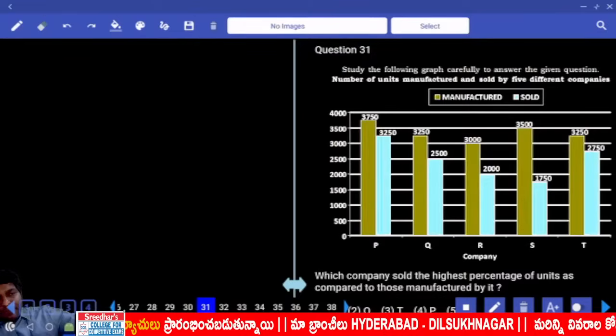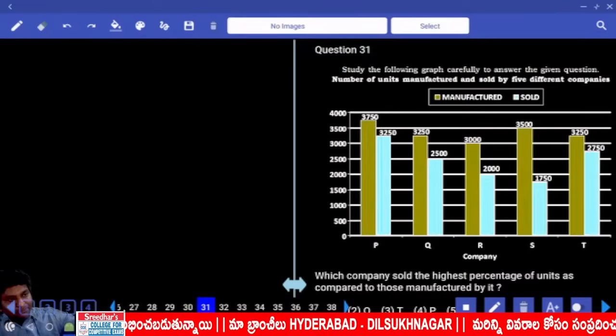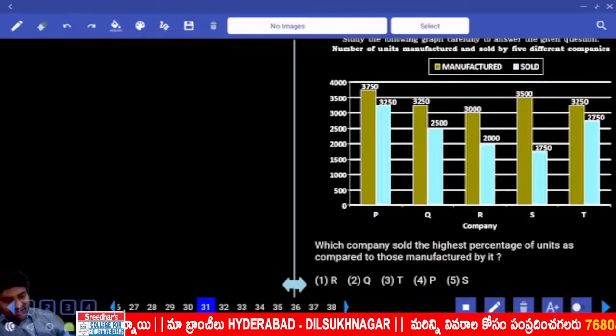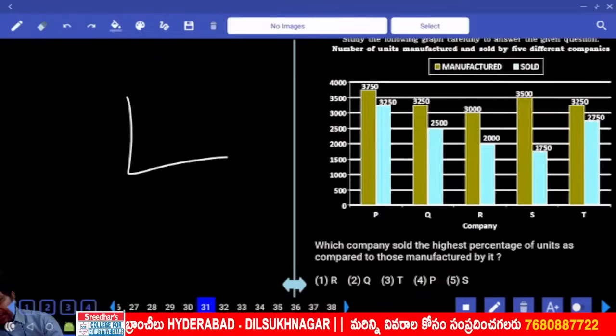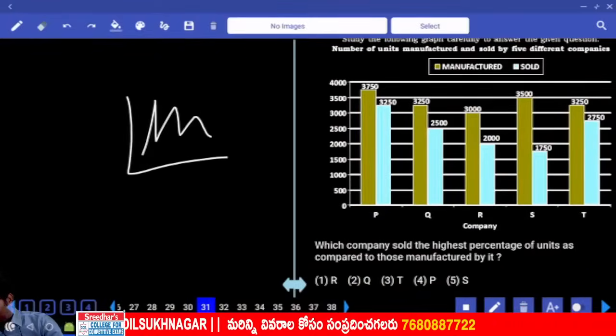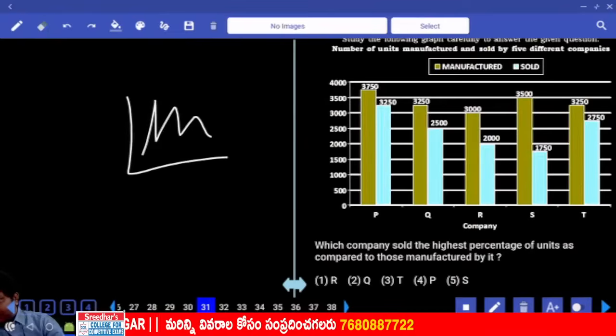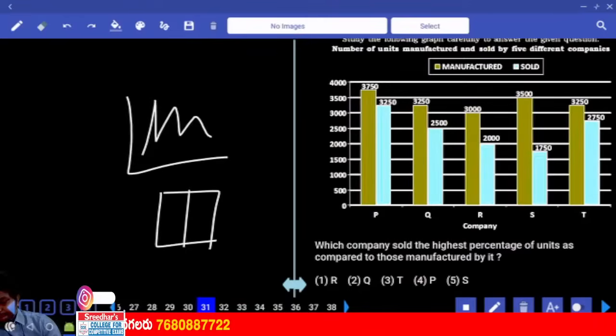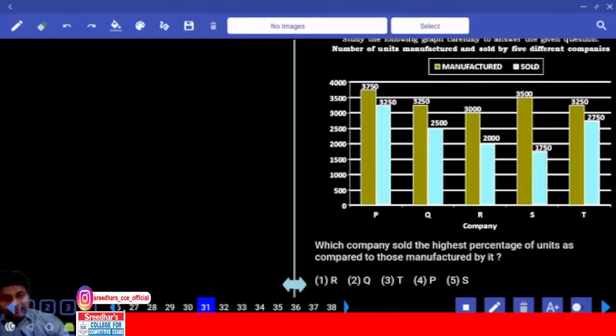Number of units manufactured and sold by 5 different companies. See, yesterday we have seen line graph. If you can remember, even for line graph also, numbers was mentioned. Still we have prepared table yesterday. But for now, when it is bar graph, we don't have to prepare table.